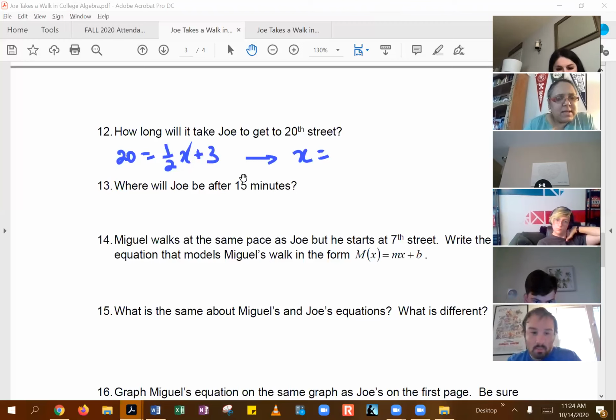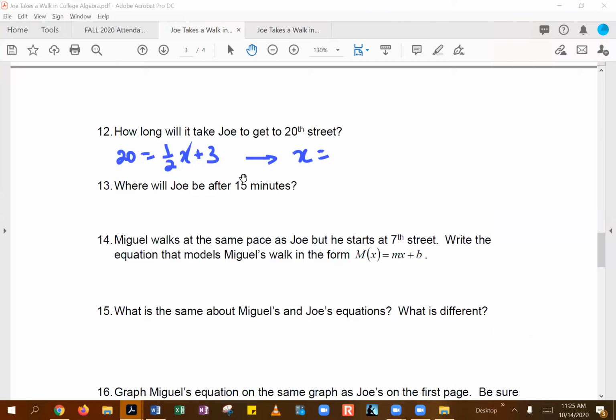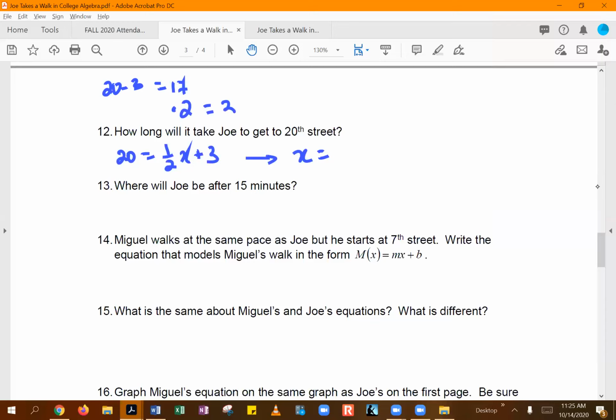Alrighty, so looks like you guys are coming up with 34 minutes. Yeah, because if you're looking at this as solving an equation, of course, we would start by subtracting that 3, moving it to the other side. So you would end up getting 17. And then to get the x by itself, we would multiply both sides by 2, which would end up giving you 34 minutes.